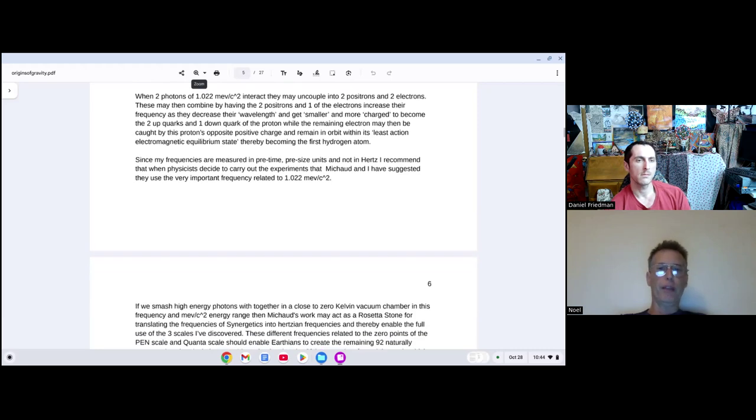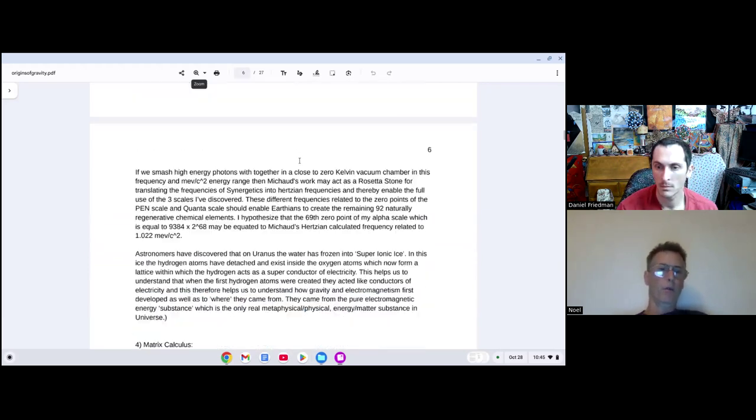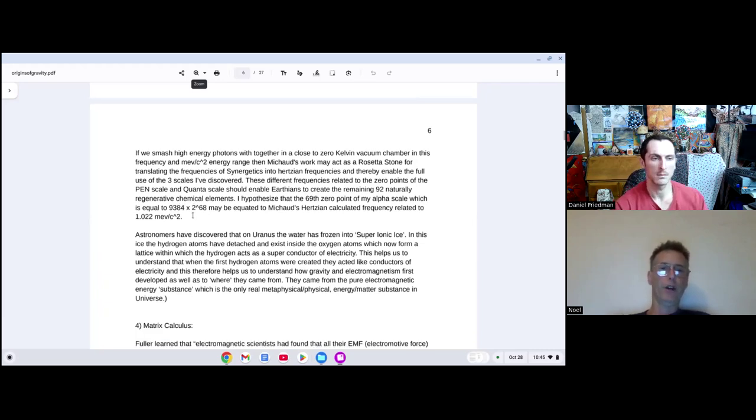My frequencies are not based on hertz, they're based on pre-time, pre-size. So I'm hoping that when we experiment and we find that we can blow up two 1.022 megaelectron volt electron beams, and they do create the particles, that we can then use this 1.022 MeV to relate to my 0 points that I've hypothesized. This then will be able to translate my non-Hertzian related frequency from Synergetics into the megaelectron voltage to thereby discern the 0 points related to the other two scales. I hope that makes sense. If not, I'm trying to write about it.